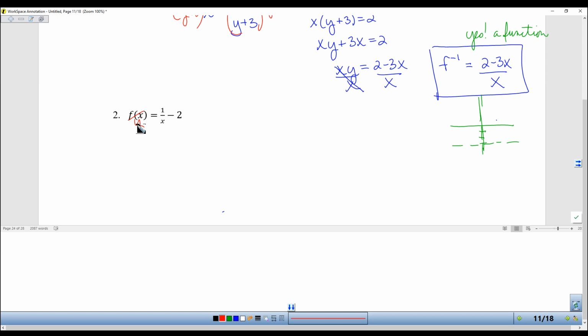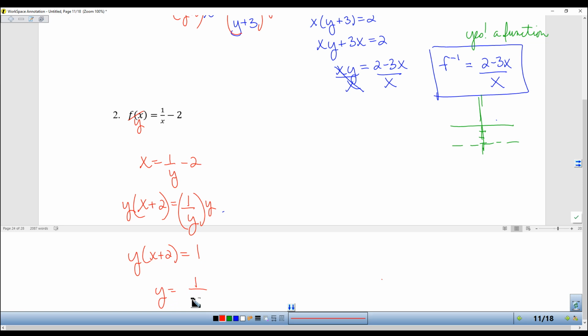So step one is to switch x and y. So I get x is equal to 1 over y minus 2. Now I need to get the y all by itself. So I think I'm going to add 2 first. There's lots of ways to do it. And then I'm going to multiply both sides by y. You have to clear that fraction. And I get y times x plus 2 is equal to 1. y is equal to 1 over x plus 2.